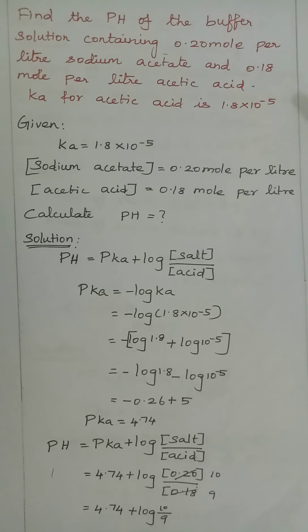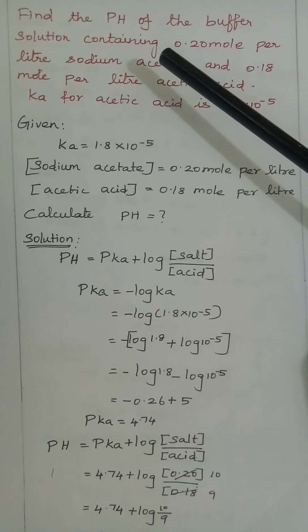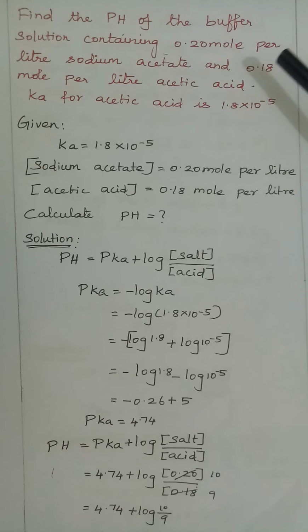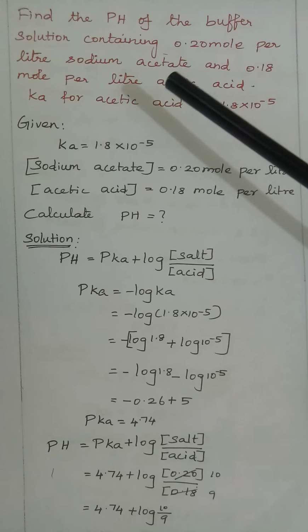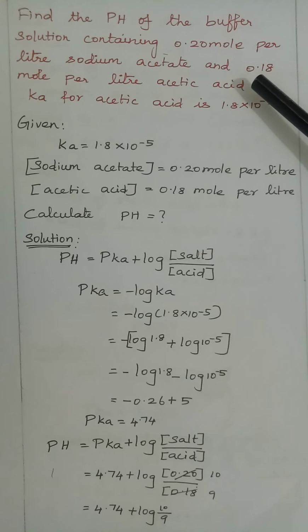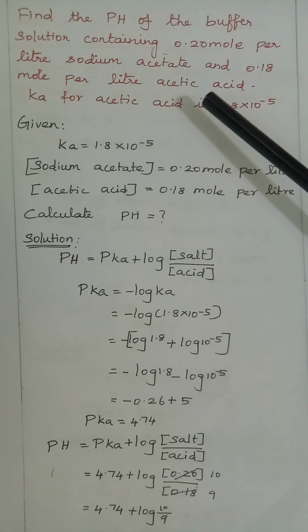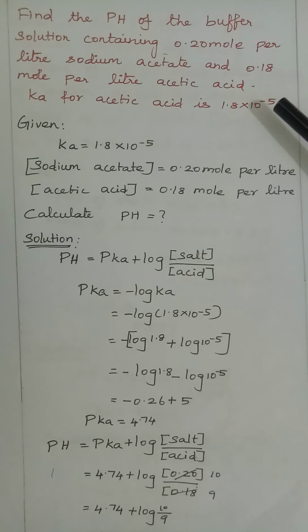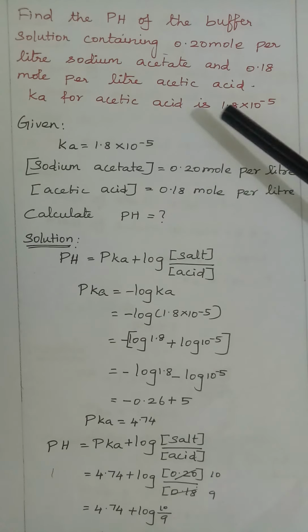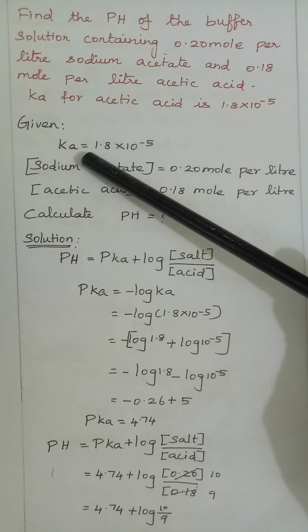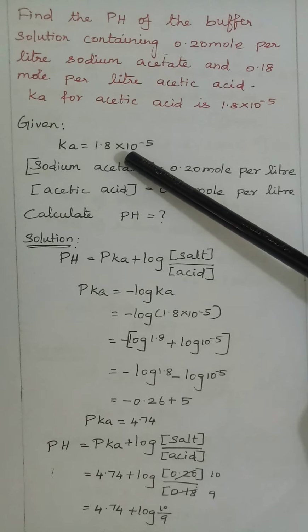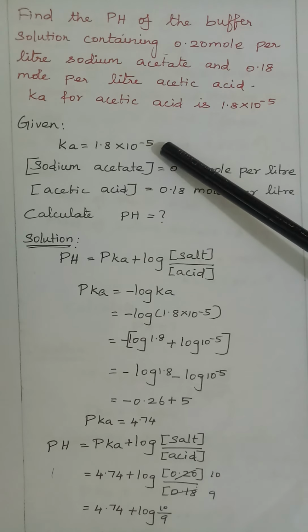Find the pH of the buffer solution containing 0.20 mole per liter sodium acetate and 0.18 mole per liter acetic acid. Ka for acetic acid is 1.8 × 10^-5. The given data is the Ka value for acetic acid, 1.8 × 10^-5.